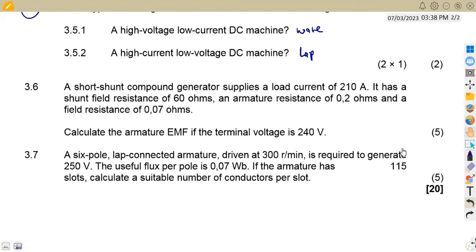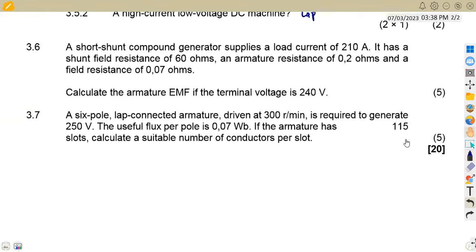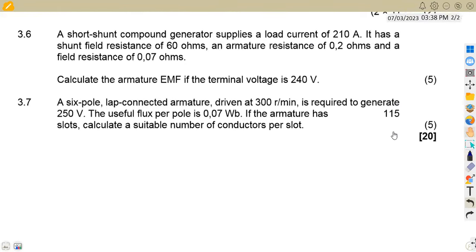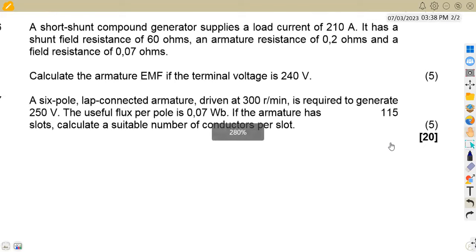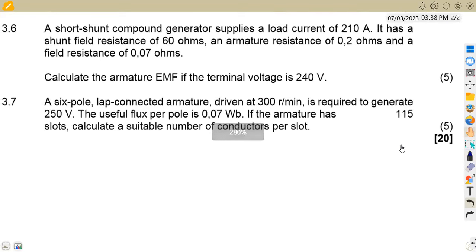Then let us check number 3.6, where we are given calculations that we need to work on. This is a short shunt compound generator. Take note, we are dealing with a generator.